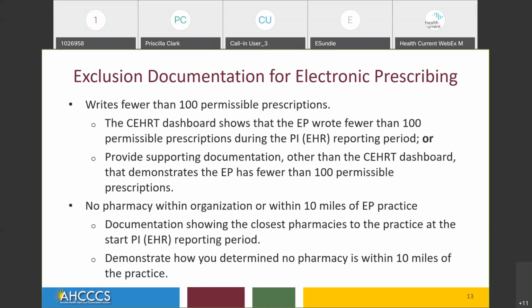The second exclusion, which is no pharmacy within an organization or within 10 miles of the EP's practice, there are two things that need to be submitted. First, the documentation showing the closest pharmacy to the practice at the start of the PI reporting period. And the EP must demonstrate how he determined no pharmacy is within 10 miles of the practice.